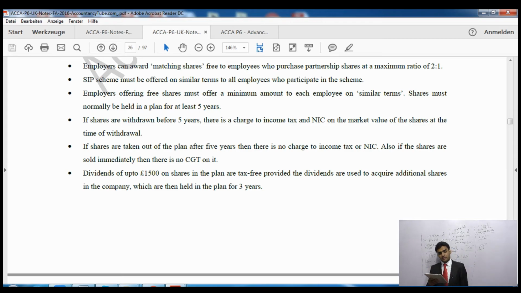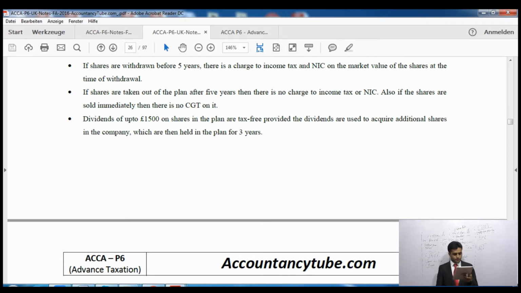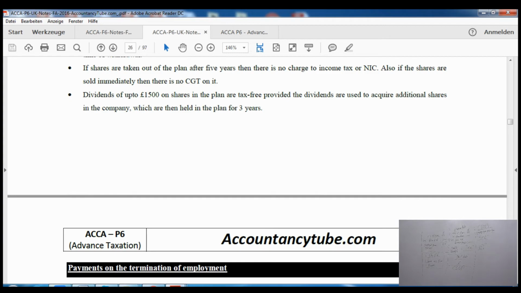So what would happen is that dividends are tax free as long as you have used the dividends to buy other shares, which will again be in the plan for another 5 years. So dividends will be tax free if you have invested them to buy shares, which will again be in the plan for another 5 years. So there are a couple of mistakes here. There is no limit of £1,500, and another thing is that these shares must be held for 5 years, not 3 years. All right.